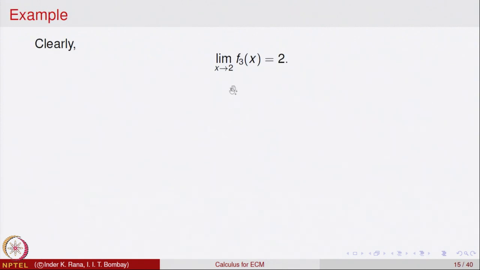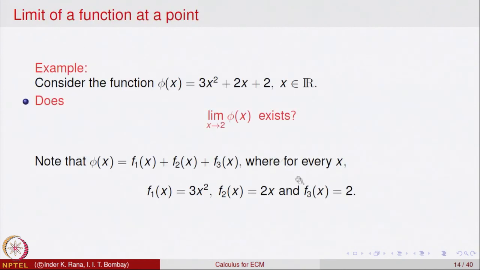The limit of f 3 as x goes to 2 is equal to 2, because f 3 is the constant function, right. So, every value is equal to 2. So, the limit also will be equal to 2. For a constant function, the limit at every point exists and is equal to the same constant, because if I put x n, then f 3 of x n is equal to 2, a constant sequence which will converge to 2. So, the limit of f 3 as x goes to 2 exists.